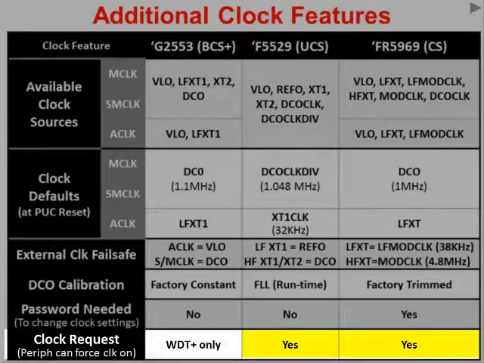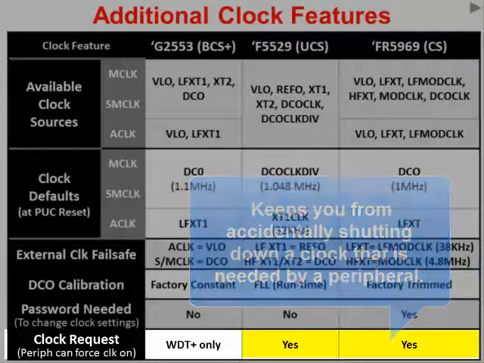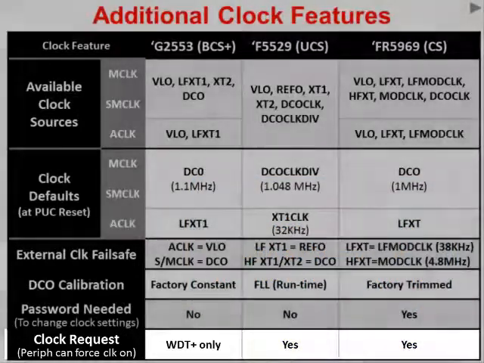On the 5529 and FR5969 though, many of the peripherals have a clock request line. That means a line that goes from a peripheral to the clock. That way, if you try to put a device into low power mode, and that low power mode would turn off a clock that's needed by a peripheral, that peripheral can keep the clock from being turned off. Now, you don't have to use this feature, but it can be a handy failsafe. It can keep you from accidentally turning off a clock that was going to be used to wake you back up from your low power mode.